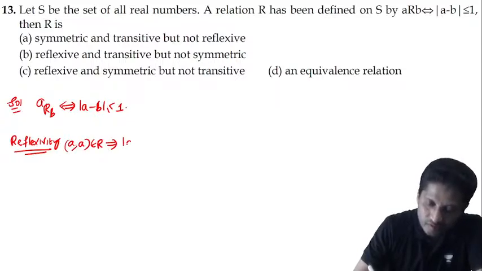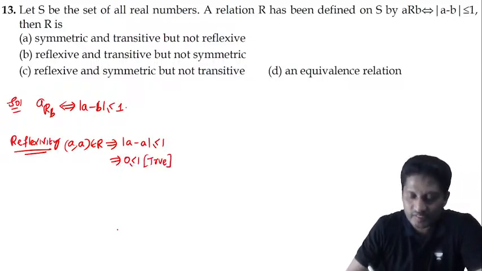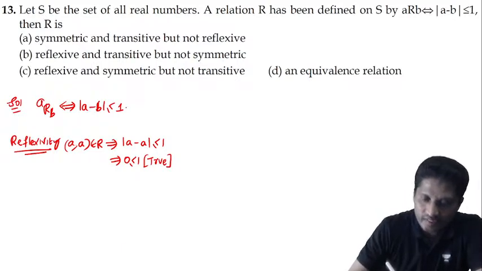Okay, this implies that modulus of A minus A is less than or equal to 1. Obviously 0 is less than or equal to 1, which is true. Right, this is reflexive. Right, let me check symmetric.